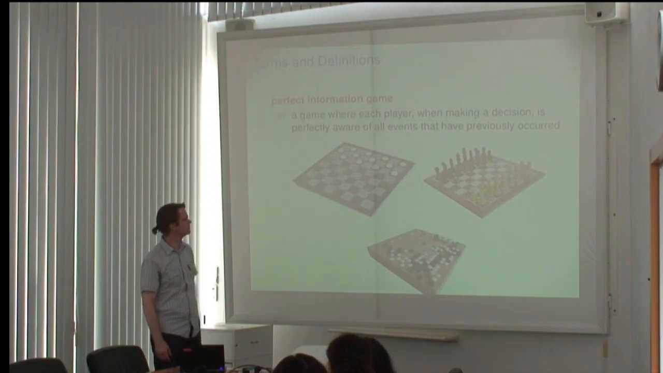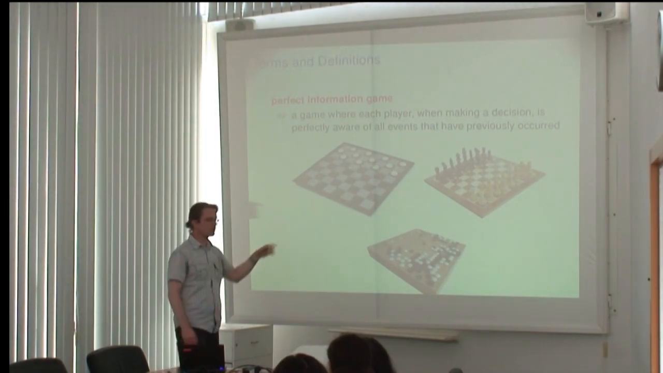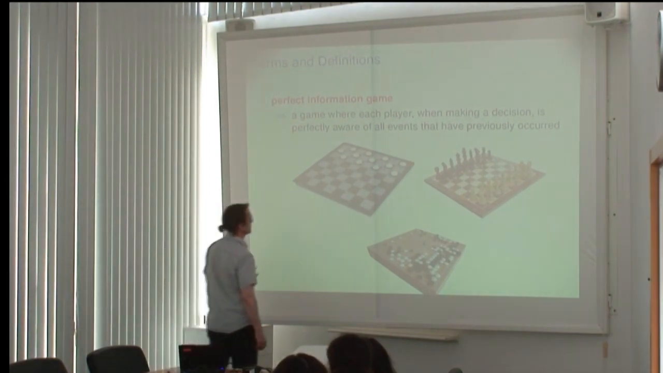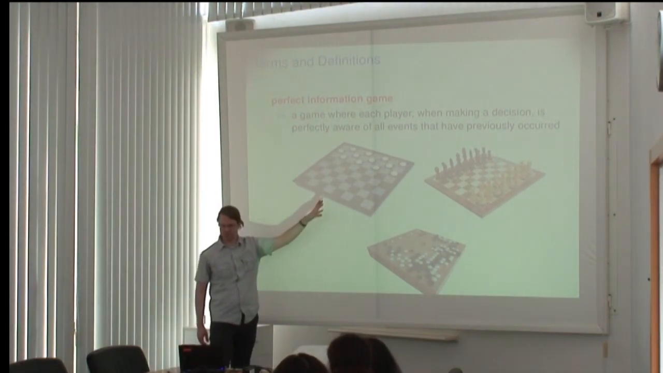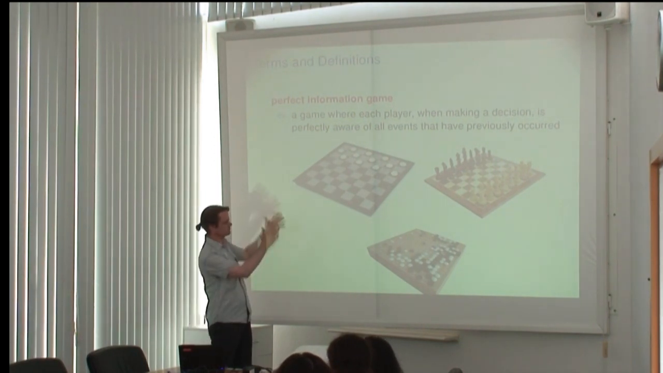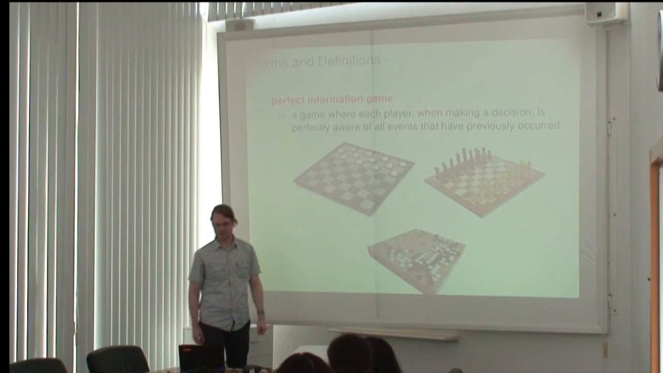Here are examples. These are all classical two-player games: checkers, chess, Go. These are perfect information games. Everything you need to know about the game is clearly visible in front of you, and in order to decide for a move, you see everything you need to know.